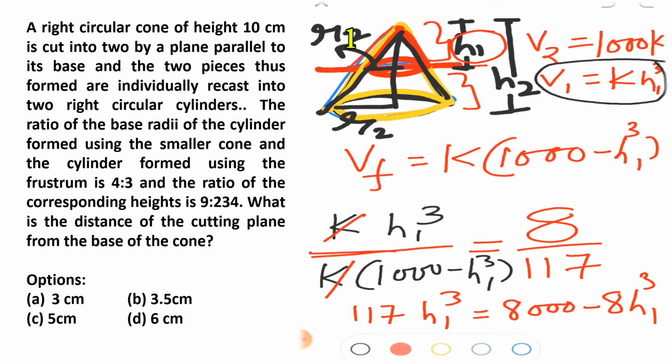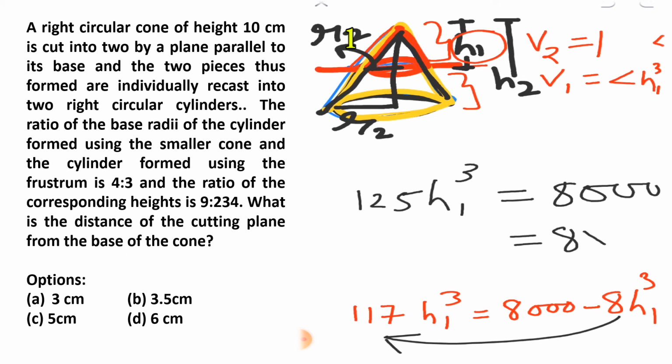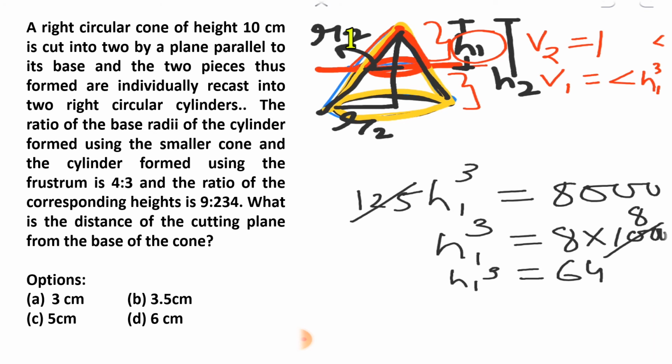So this 8 H1 cube will come to this side. That means 125 H1 cube is equal to 8000. When I see 8000, I'll write 8 into 1000, and 125 will divide 1000 with 8, and H1 cube is equal to 64. H1 cube becomes 64, and because of that I've got H1 equal to 4 centimeter.